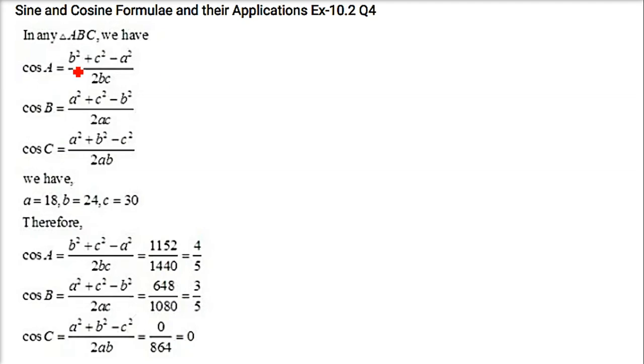Next one is, you have to find out cos A, cos B, cos C when a, b, c are given as 18, 24 and 30. So what do you do? You just put these values, and 4 by 5, 3 by 5 and 0 will come.